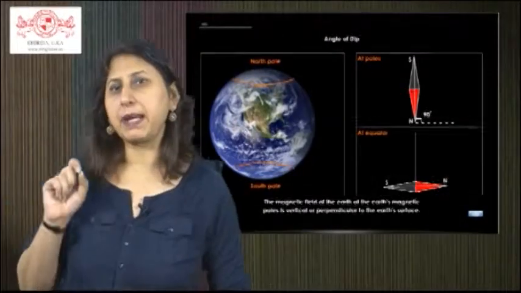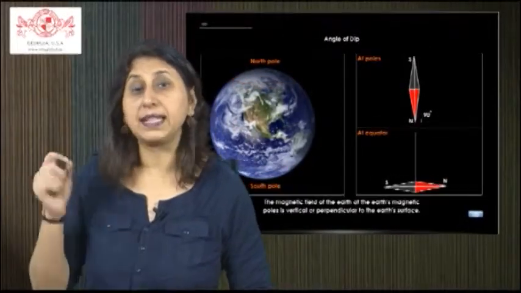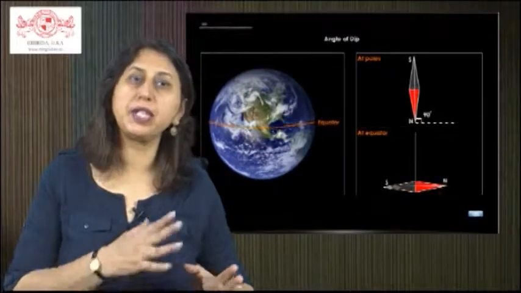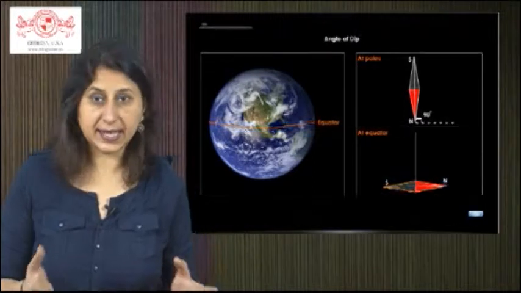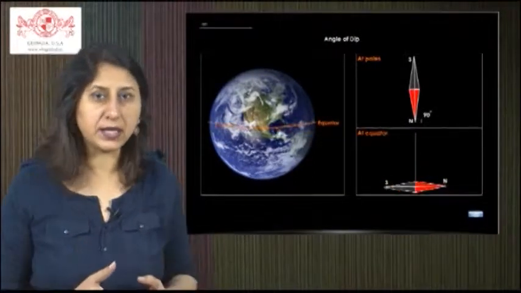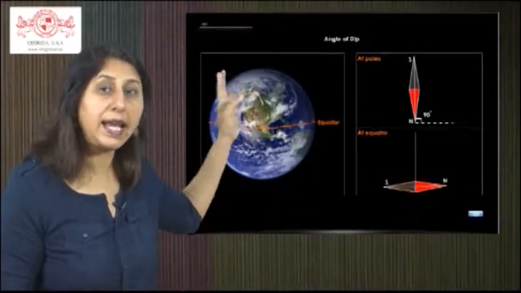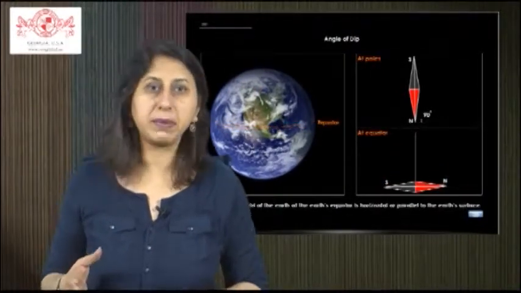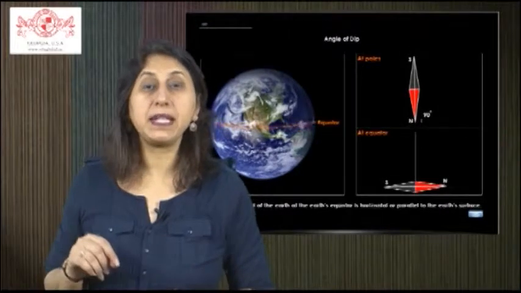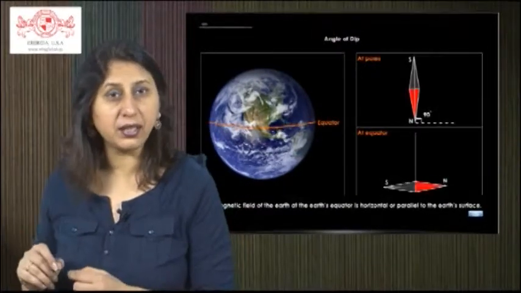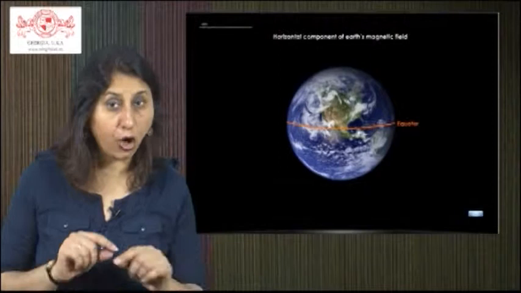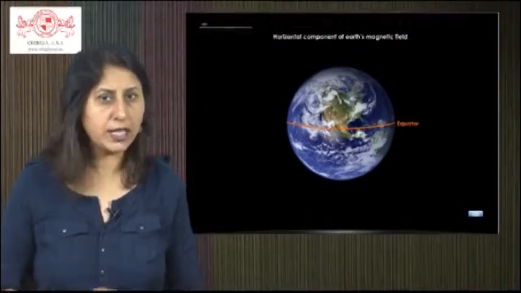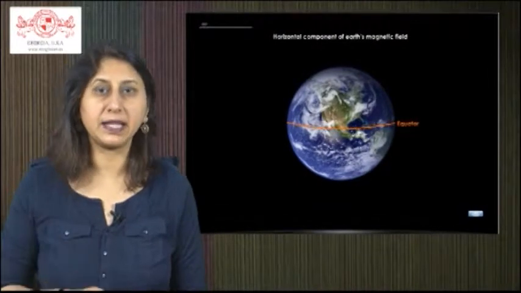It means that the magnetic field of the Earth at the Earth's magnetic poles is vertical or perpendicular to the Earth's surface. Now, in the same way, at the magnetic equator, the magnetic needle aligns in a horizontal position, and so the angle of dip is 0 degrees. It means that the magnetic field of the Earth at the Earth's equator is horizontal or parallel to the Earth's surface.